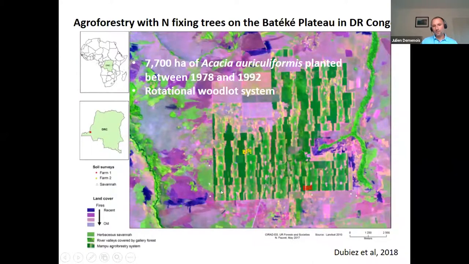This is a large agroforestry project with about 8,000 hectares of Acacia auriculiformis, which is a nitrogen-fixing tree, planted between 1978 and 1992. The type of agroforestry system is what we call the rotational woodlot system. I will come back to this. On this remote sensing picture, you have the perimeter of the project, the 8,000 hectares, which are divided into woodlots of about 25 hectares per family.